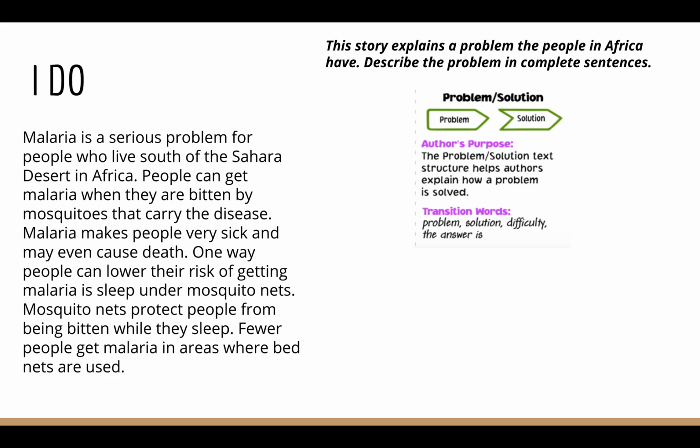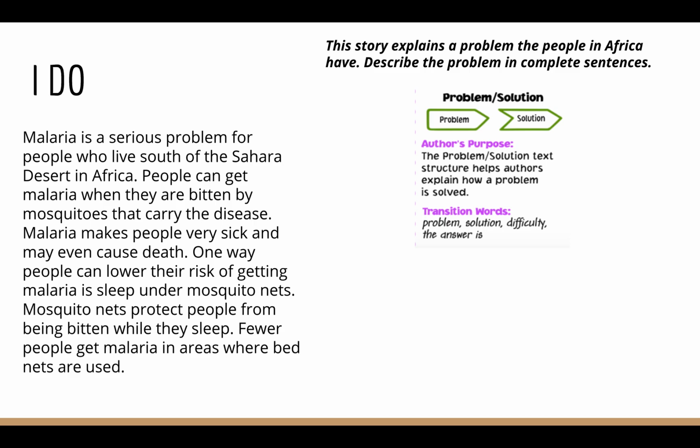Malaria is a serious problem for people who live south of the Sahara Desert in Africa. People can get malaria when they are bitten by mosquitoes that carry the disease. Malaria makes people very sick and may even cause death. One way people can lower their risk of getting malaria is to sleep under mosquito nets. Mosquito nets protect people from being bitten while they sleep. Fewer people get malaria in areas where bed nets are used.